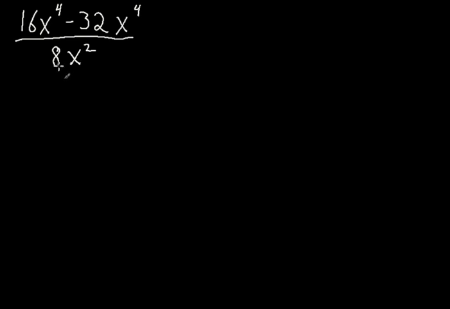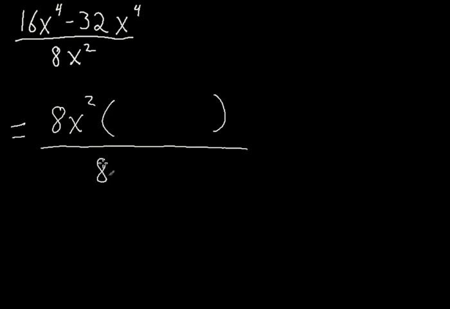So on the bottom, we have 8x squared. So if it's possible, I would like to factor out 8x squared out of the numerator here, and then I could cancel it. And that's what I'm going to try to do now. So 8x squared, and I still have 8x squared in the bottom. What do I need to multiply 8x squared by to get 16x to the fourth? That would be 2x squared.